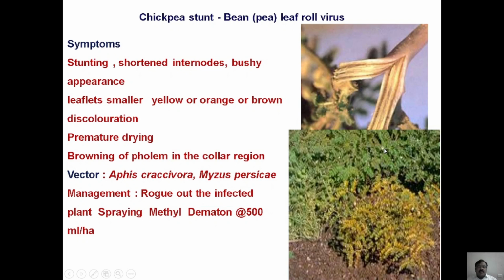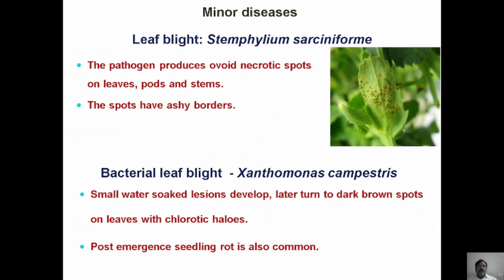especially on the stem near the collar region. And this virus, bean leaf roll virus, is transmitted by the aphid vectors Aphis craccivora as well as Myzus persicae. To manage this disease, you have to rogue out the infected plants, which is largely advisable, or you can go for any one of the insecticides effective against sucking pests, for example, spraying methyl demeton at the rate of 500 ml per hectare.